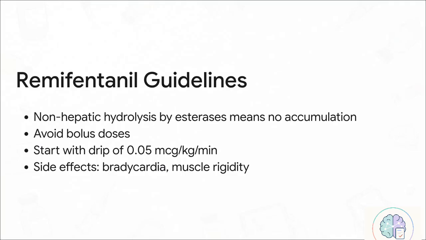Why is remifentanil so incredibly short-acting? It all comes down to its metabolism. It undergoes non-hepatic hydrolysis by blood and tissue esterases, which basically means there is absolutely zero accumulation in the body. Because of this, you want to avoid bolus doses altogether and just start with a continuous drip of 0.05 micrograms per kilogram per minute. And of course, keep a close eye out for side effects like bradycardia and muscle rigidity.